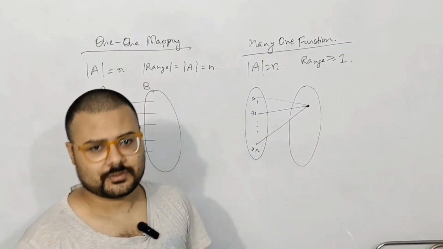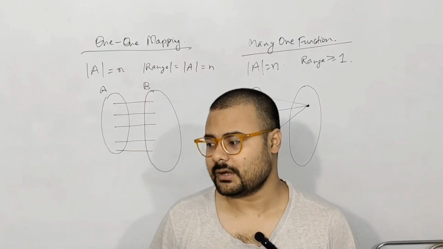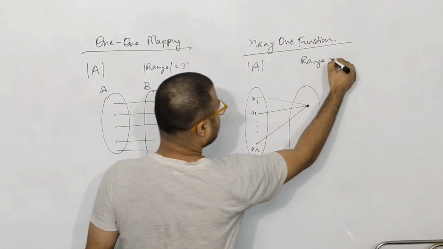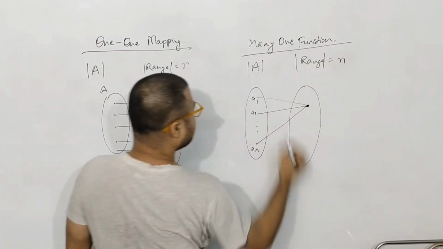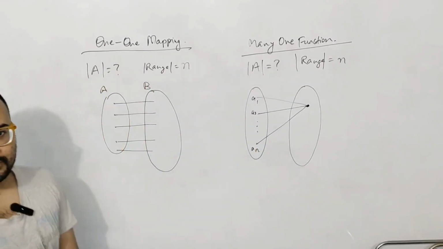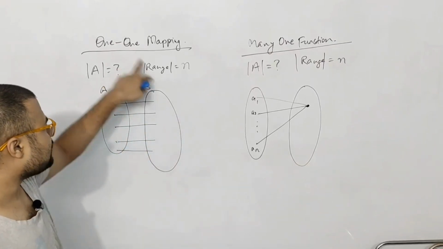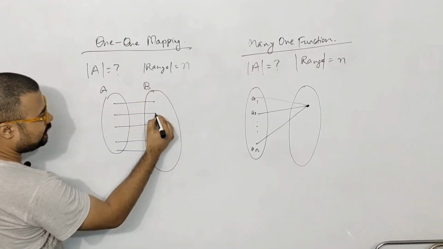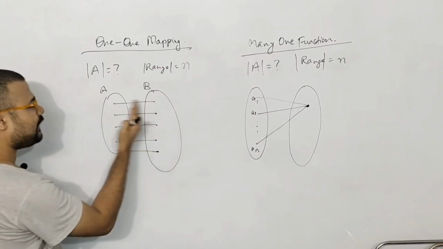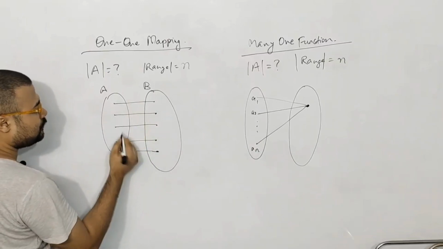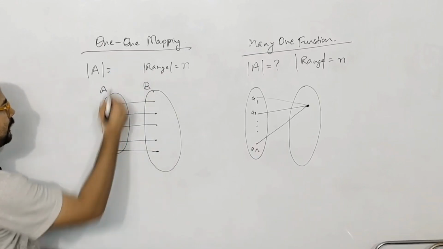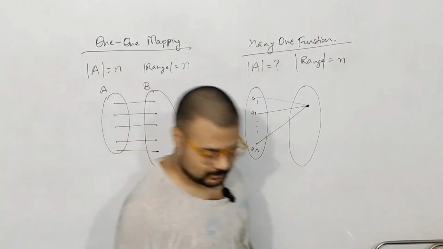Now, what if a range is given to you, and what do you make out about the domain? That is, if the number of elements in range is equal to n, then what does it tell about the number of elements in domain A? Of course, in case of 1-1 function, every element of B that constitutes range will have a unique pre-image, so the number of elements in A is equal to number of elements in range, that is equal to n.